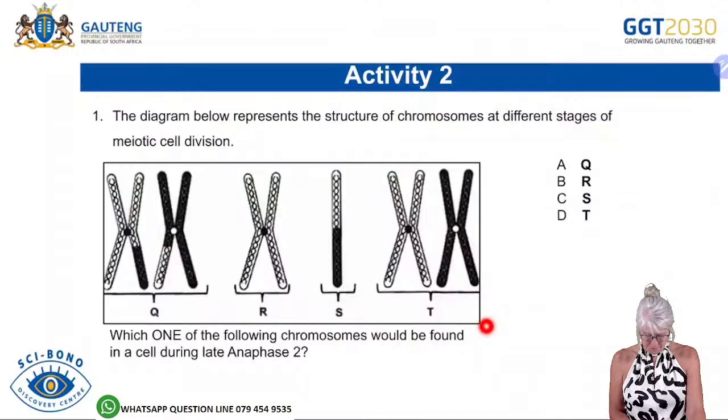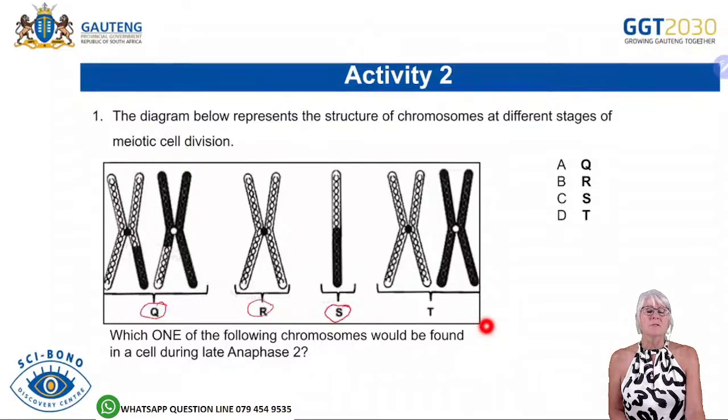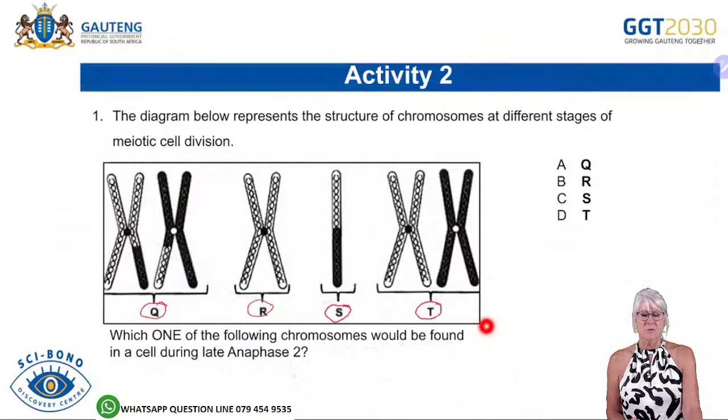So in the diagram, we can see there are 4 different scenarios that they give us. There's Q, which is a pair of homologous chromosomes. There's R, which is a single replicated chromosome. There's S, which is a single unreplicated chromosome. And then there's T, which is also homologous chromosomes. Now they ask which one of the following chromosomes would be found in a cell during late anaphase 2.